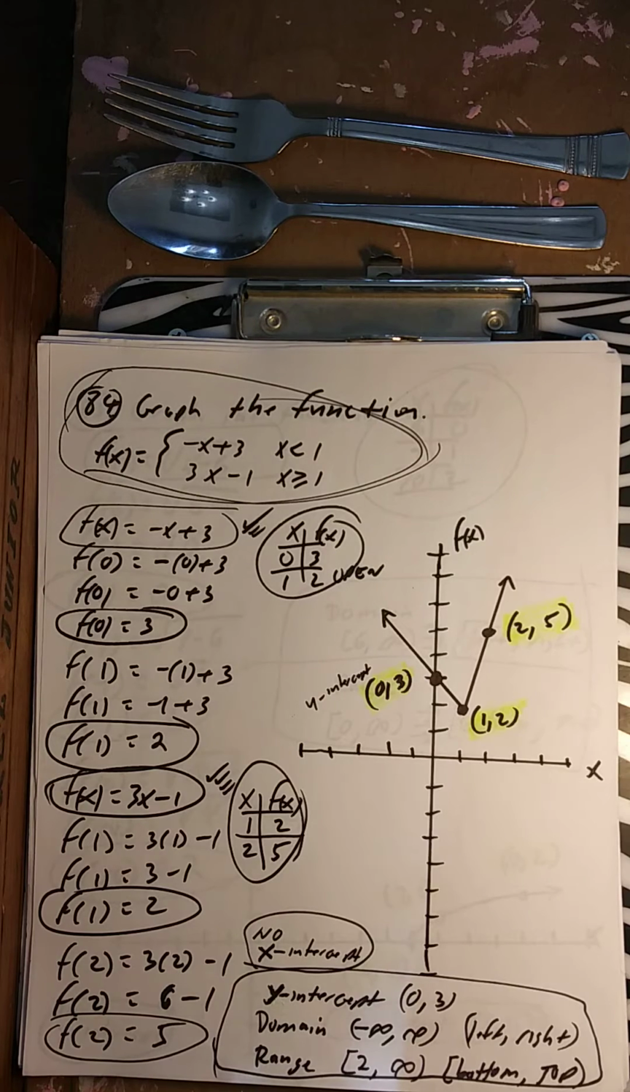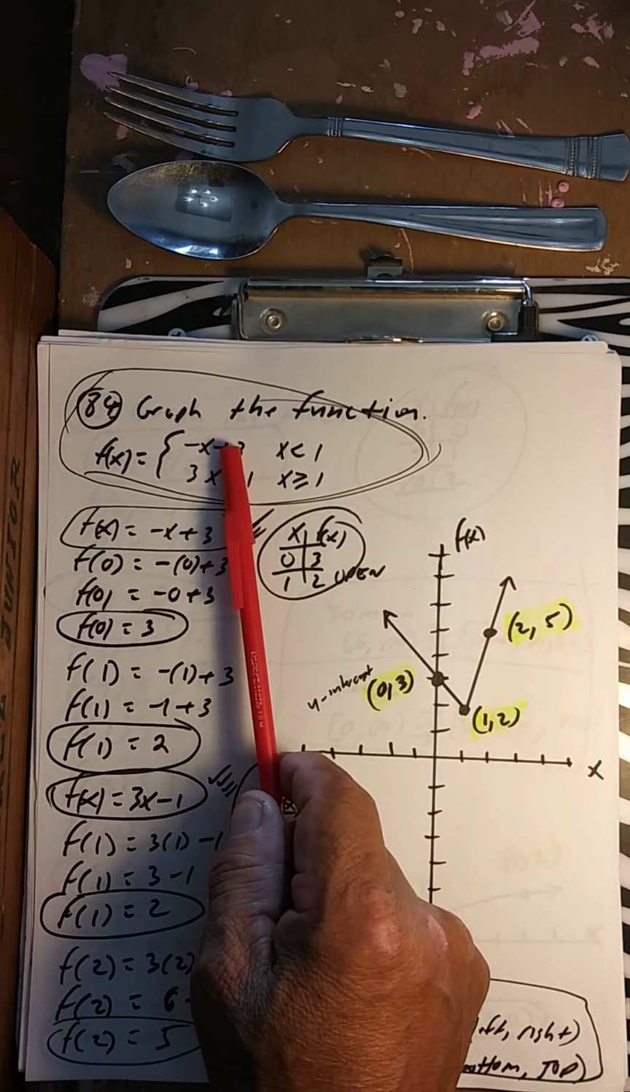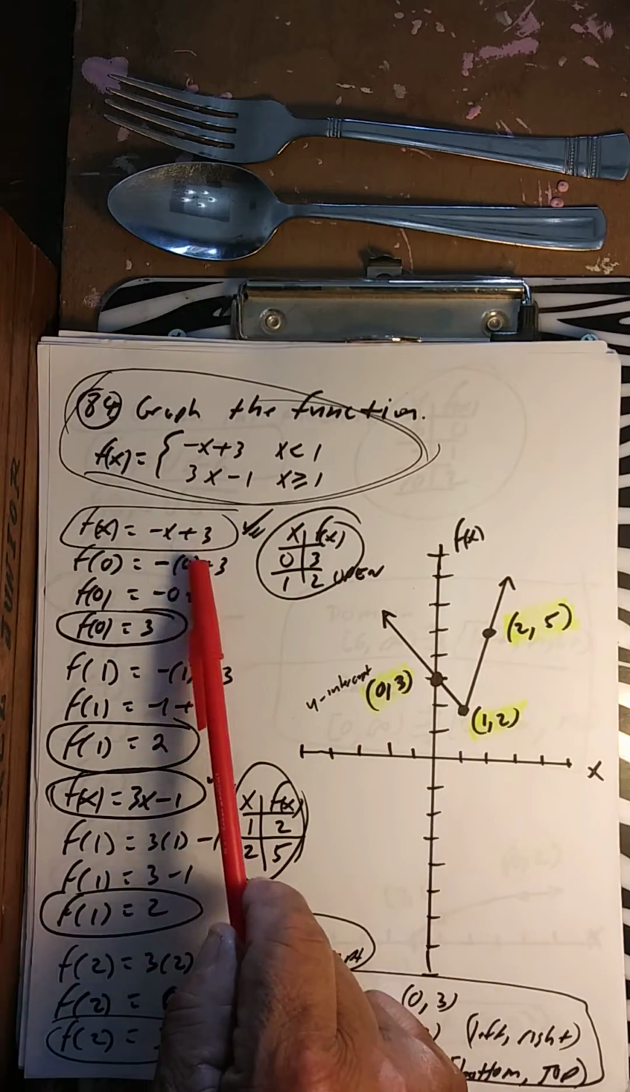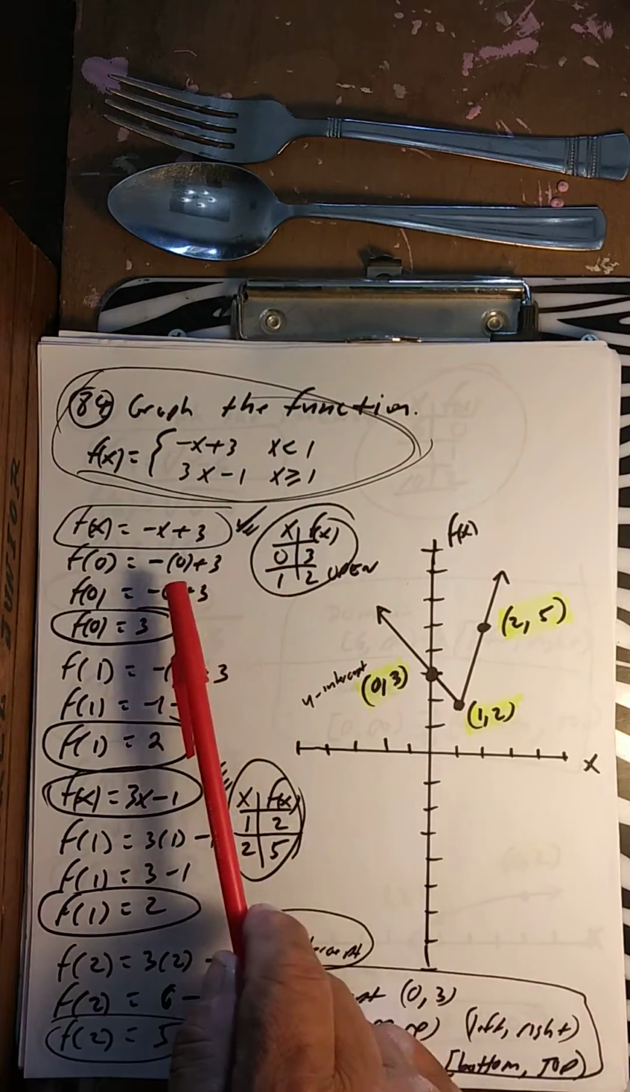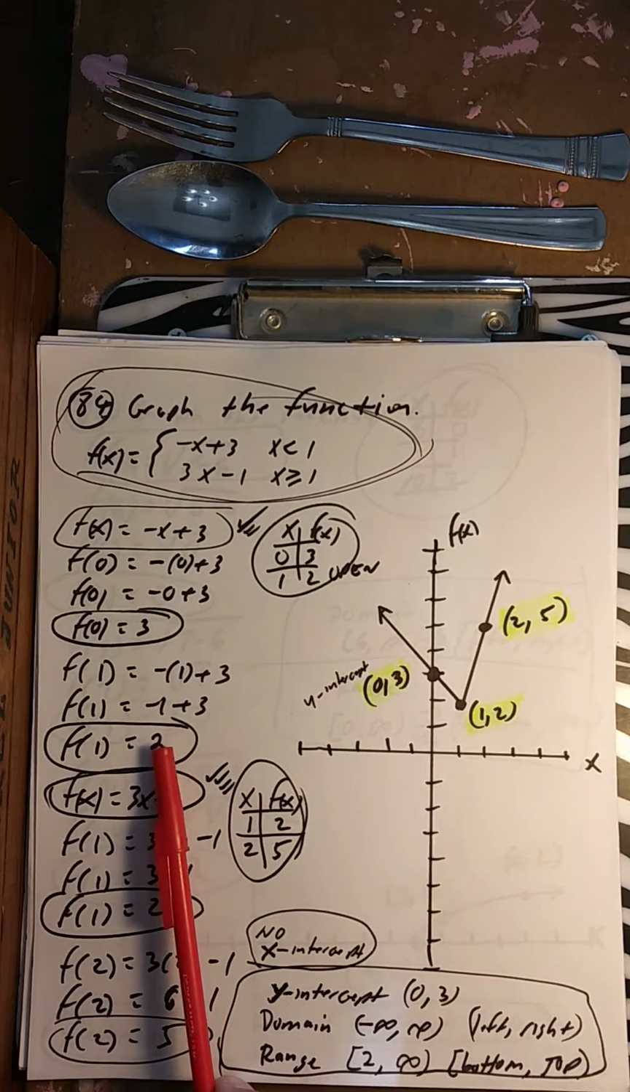Alright. Graph the piecewise defined function. It has two pieces, two parts. This is the first one. For x less than 1, you use this formula here. I'm going to start with 0. Put a 0 in there, you get 3. So (0, 3) is a point. Put the 1 in there, even though it's not included. I know at 1 it's going to be 2, but don't include it.